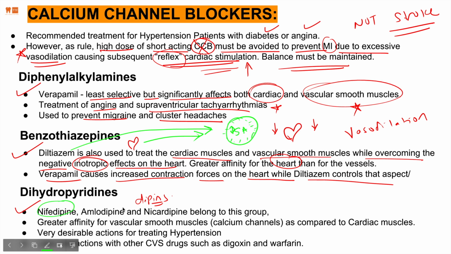Then comes nifedipine, amlodipine, nicardipine, and so on. That group has a greater affinity for smooth muscles, which is vessels, blood vessels, in the calcium channels on those blood vessels, as compared to the cardiac muscles. Very desirable action for treating hypertension, right? And it can cause drug interactions when there is use of digoxin and warfarin as well.